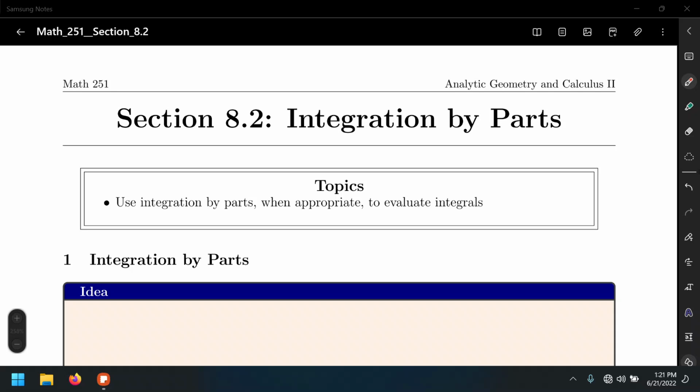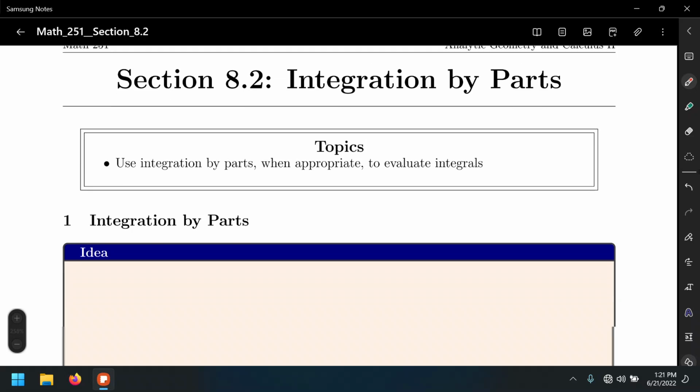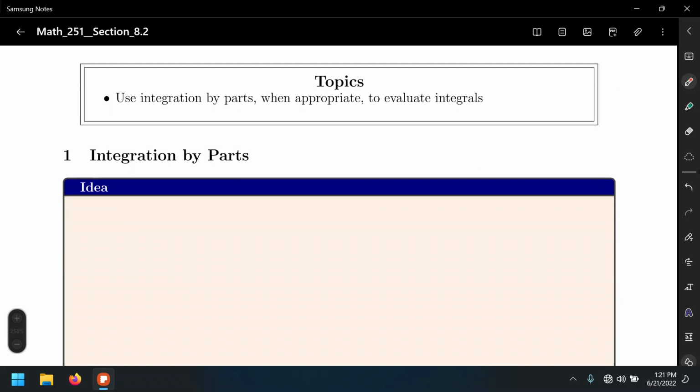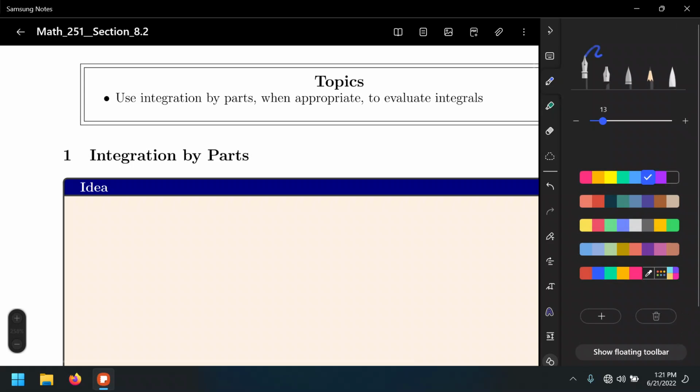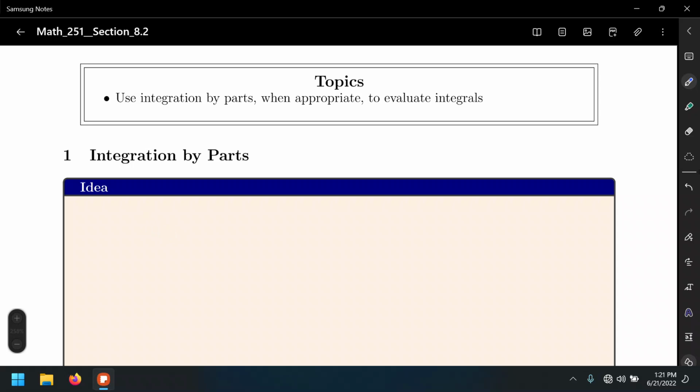Alright, it's like the product rule for integration, and that's because the integration by parts method comes from undoing the product rule for differentiation. So let me go about this derivation. For example, what happens when you take the derivative of a product? Well, let's recall that formula.